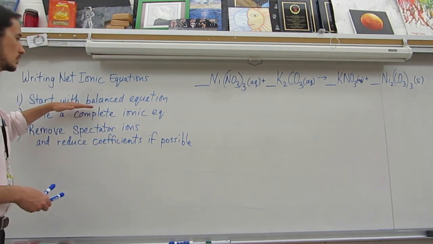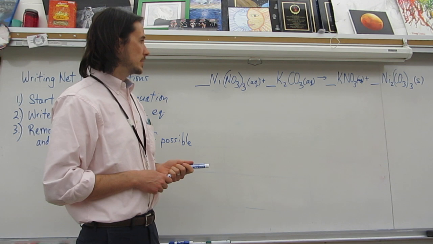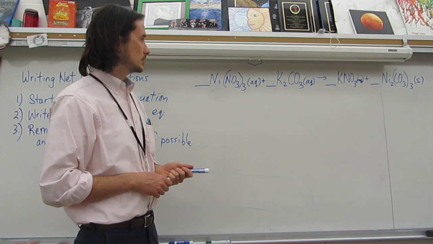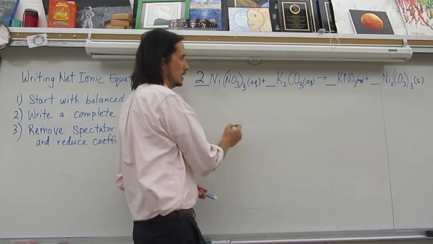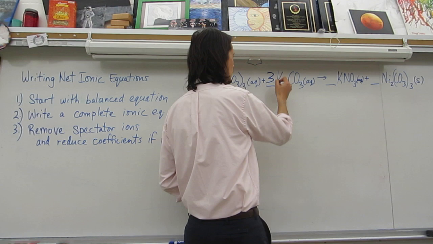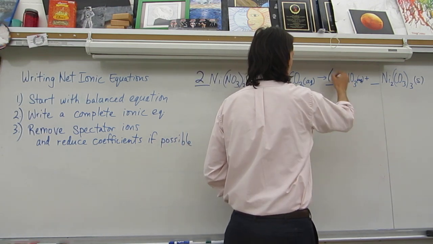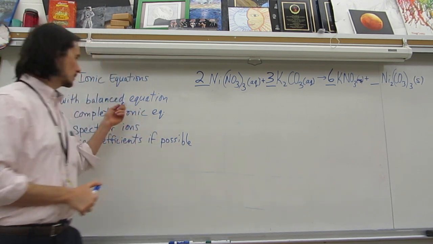So we are getting to step 1. Now we've got to balance it. We've got 2 nickel ions on the product side, so we'll put a 2 here, and we have 3 carbonates on the product side, so we'll put a 3 here. And we've got now 6. Okay, so now it's a balanced equation. We're done with step 1.